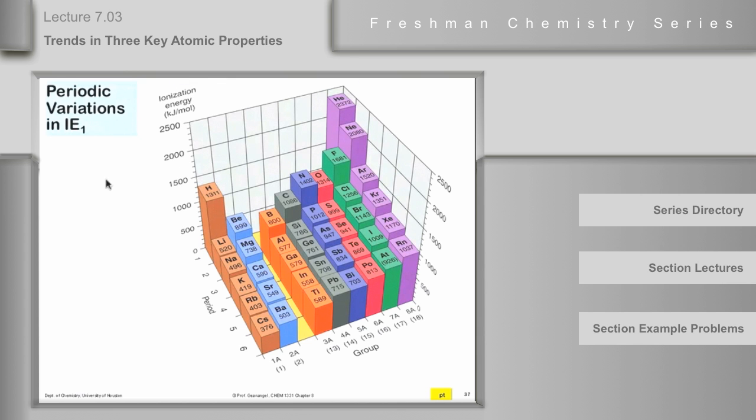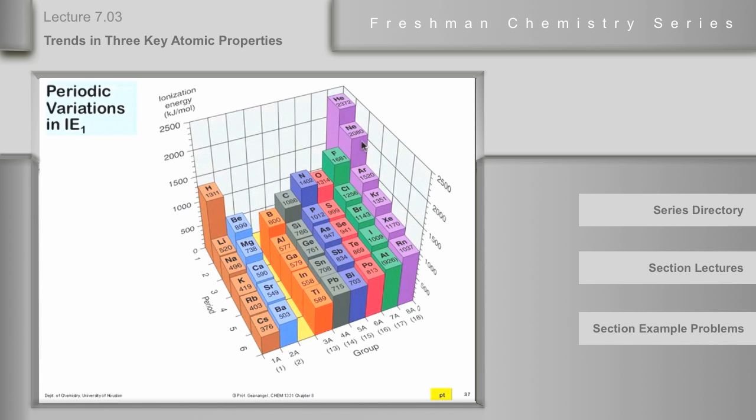Now, looking at periodic variations in IE1 is going to take more of your attention, because the trend, at least part of it, is not smooth. The reason that it's not smooth is because the variation in electron configuration will affect how much energy is required to pull an electron out.